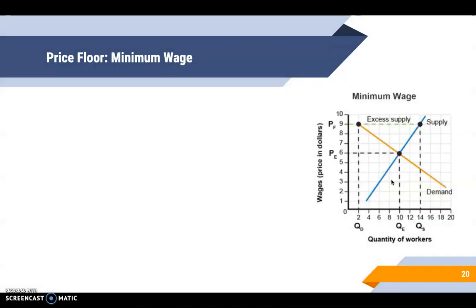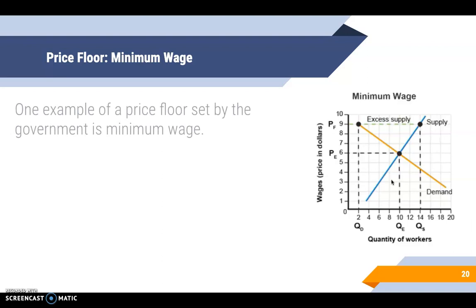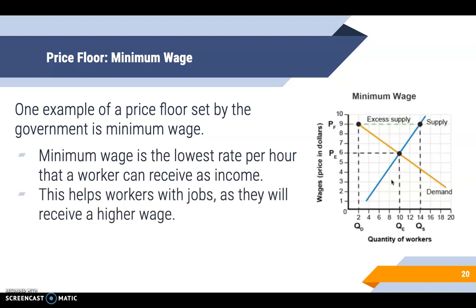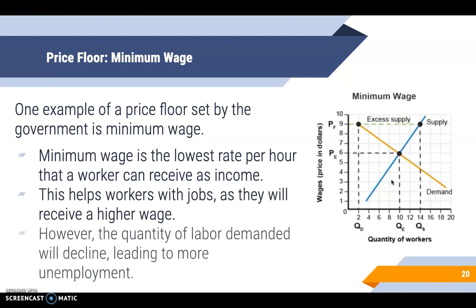So in the United States, an example of the price floor is the minimum wage, which many of you guys enjoy as new employees into our labor force. So minimum wage is the lowest rate per hour that a worker can receive as income. And this helps workers with jobs as they will receive a higher wage. This is good for you because they can't just pay you $2 an hour. However, the quantity of labor demanded will decline, leading to more unemployment.